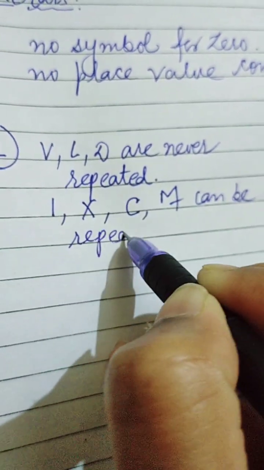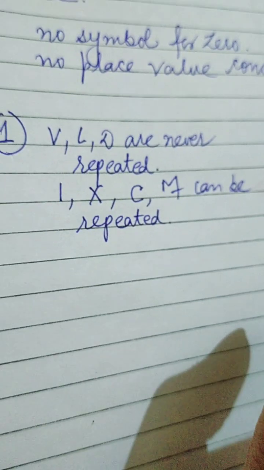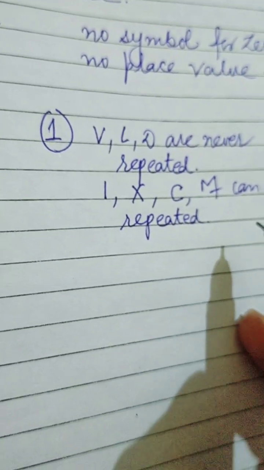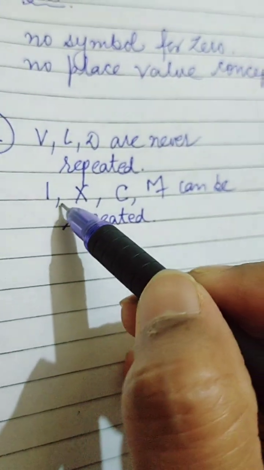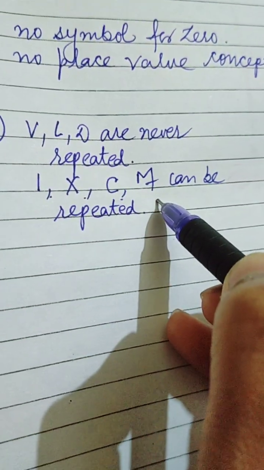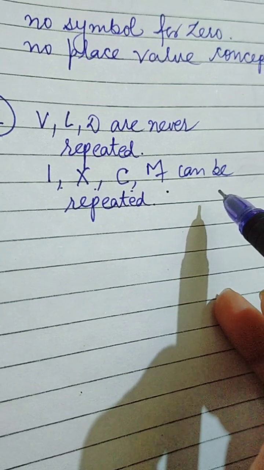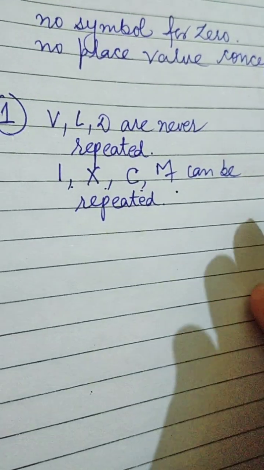Repeated means we can write these 2 times or 3 times. Yes, in Roman numerals this is a rule that only up to a maximum of 3 times we can repeat a symbol. As I told you, I, X, C and M can be repeated, but there is a limit to repeat these up to 3 times only. After 3 times we cannot repeat these.